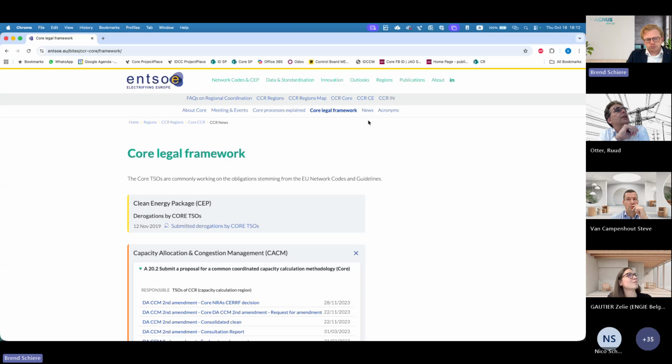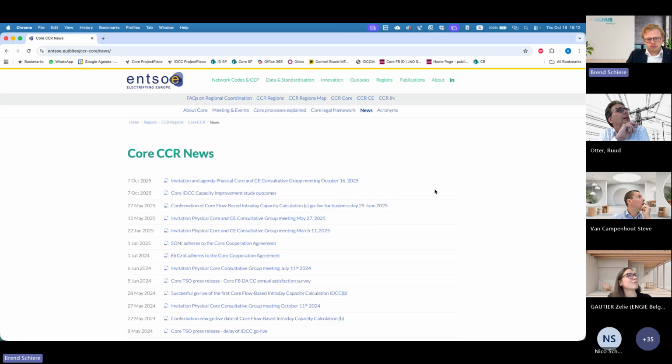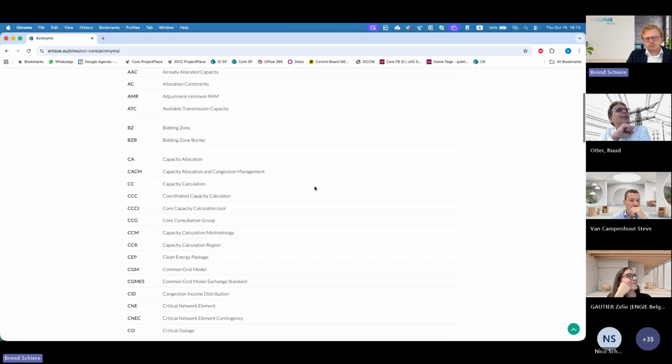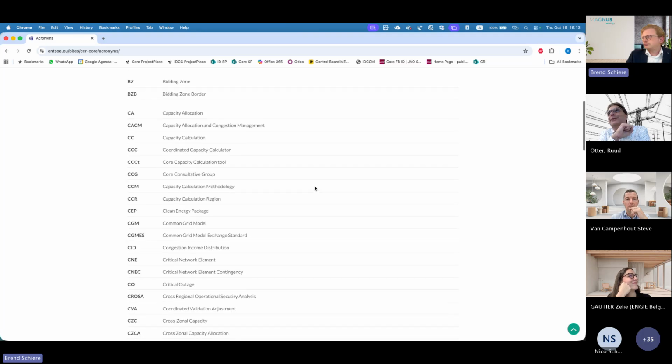We have the news part. This is all the messages we bring out around Core. These are not operational messages, but more the messages about consultations, about this consultative group, these kinds of things. And also very important, the acronyms part, where we have the acronyms spelled out.